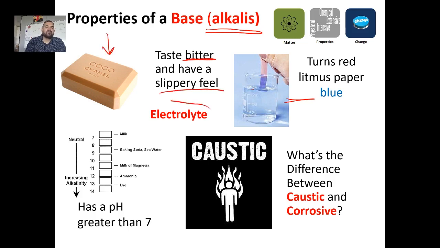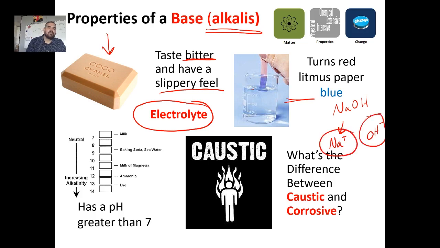So bases, they also form electrolytes, which means when we put something like NaOH in water, what's going to happen is it's going to dissociate to form Na plus and OH minus. So it forms ions when we put it in water, and because it forms ions, it will conduct electricity. Bases have a pH that's greater than 7. So anything greater than 7 would be considered a base. 7.1, 8, 9, 10, all the way to 14. These are all going to be bases.